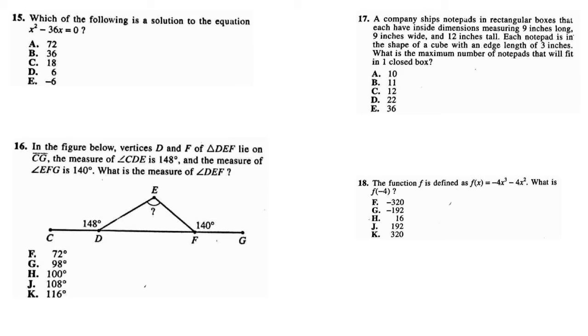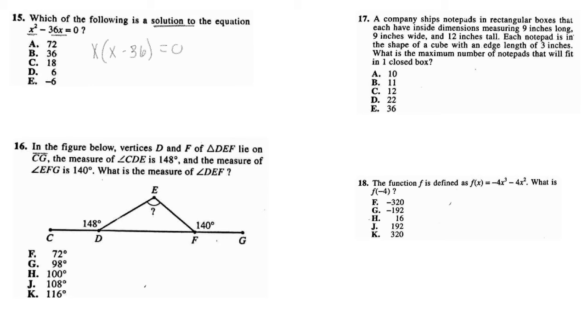Okay, number 15, a good old algebra problem. It asks which of the following is a solution to this equation. You're always welcome, if it's just wanting you to find the solution, to plug in your answer choices. However, the algebra side of this one would be a little bit easier. Notice you have x squared minus 36x. X is a common factor here, so I'm going to factor out x. And then notice I have x times x minus 36 equals 0.